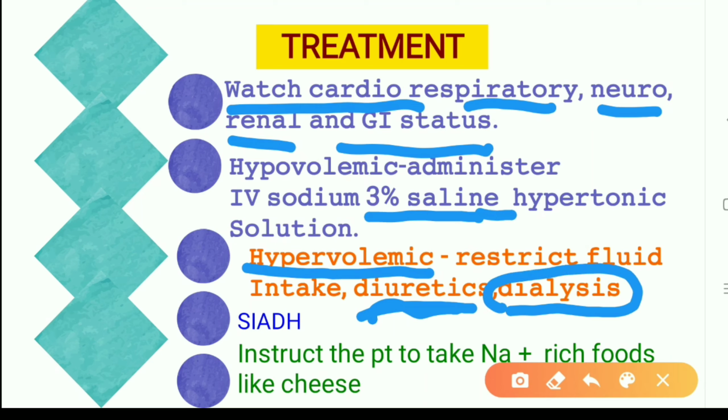SIADH. Instruct the patient to take sodium rich foods like cheese. SIADH, that is syndrome of inappropriate antidiuretic hormone, can be treated with antidiuretic hormone antagonists. Okay, clear so far? So here ends the topic.